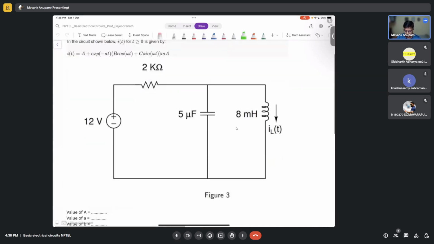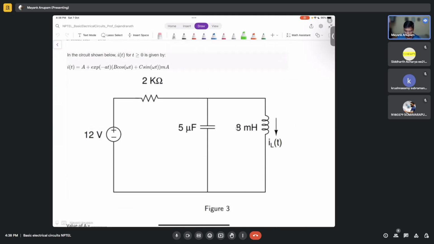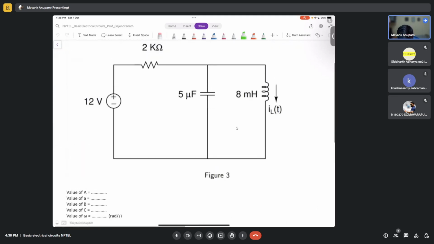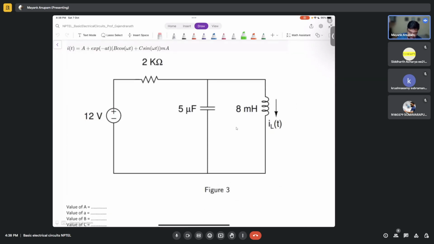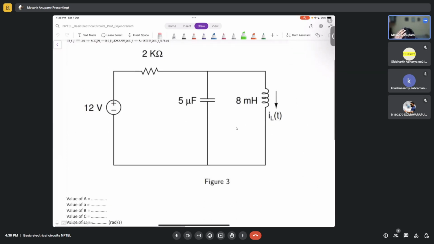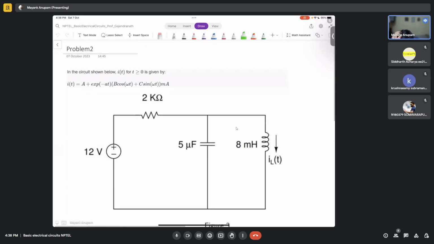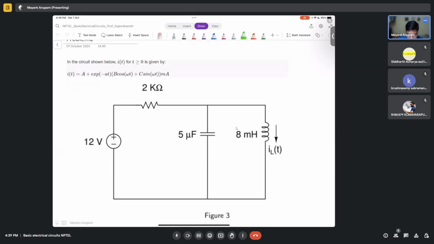Again, this is a similar kind of question. Again, we have been asked the same kind of question. All the options are almost the same. What is the value of A, capital A, small a, B, C, and omega? There is a small difference here compared to the last one. What is that difference in this question? Input source voltage. Yes, it is a forced system, not a natural one. So now the overall response should contain a term which corresponds to the forced response and a term which corresponds to the natural response, right?